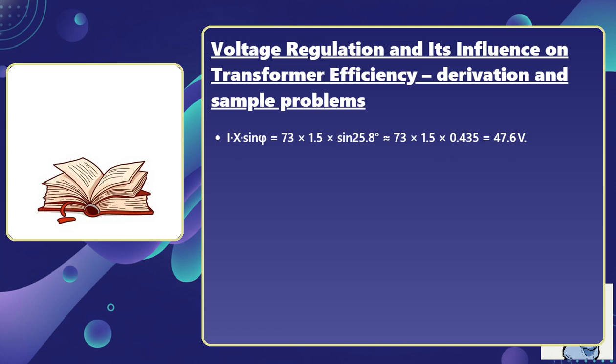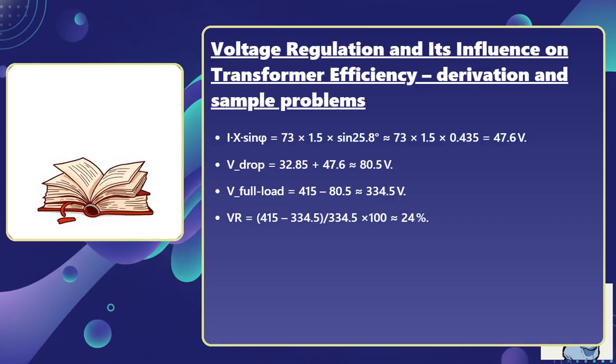I times X times sine phi equals 73 times 1.5 times sine 25.8 degrees, approximately equals 73 times 1.5 times 0.435, equals 47.6 volts. V drop equals 32.85 plus 47.6, approximately equals 80.5 volts. V full load equals 415 minus 80.5, approximately equals 334.5 volts. VR equals open bracket 415 minus 334.5 close bracket, divided by 334.5 times 100, approximately equals 24%.